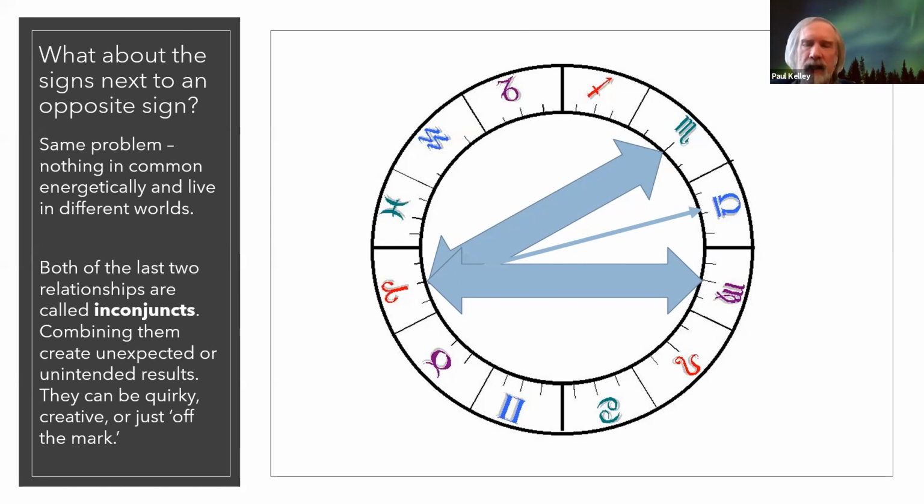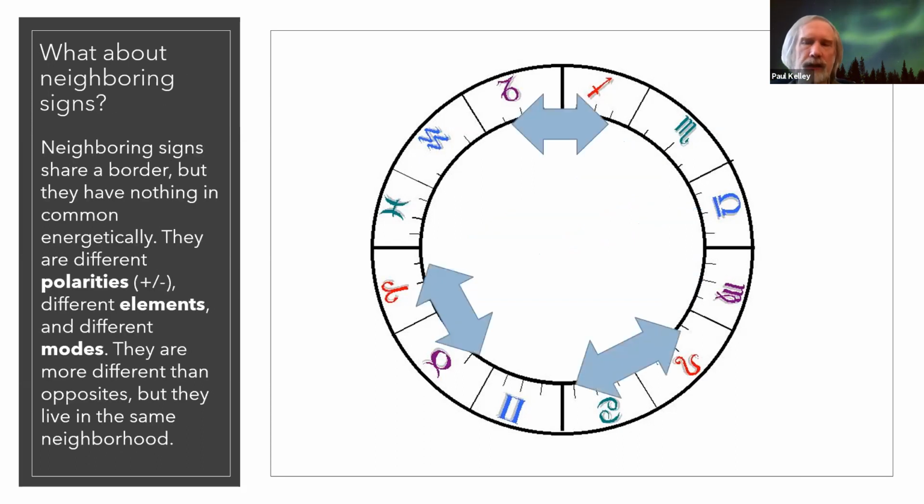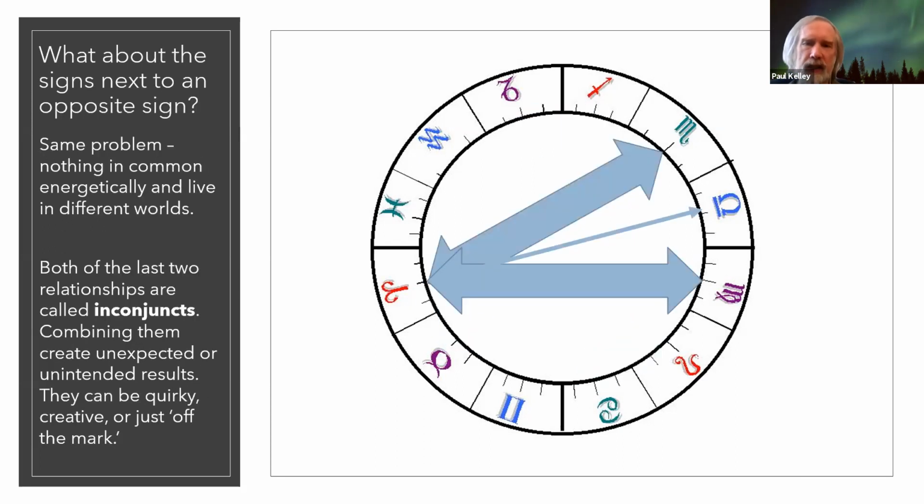Libra and Aries share a polarity and a mode. They're both cardinal mode, positive polarity. But Aries has nothing in common with Virgo and Scorpio. They are more different than opposites. So this kind of a relationship, along with the neighboring sign relationships, these are called inconjunct relationships.